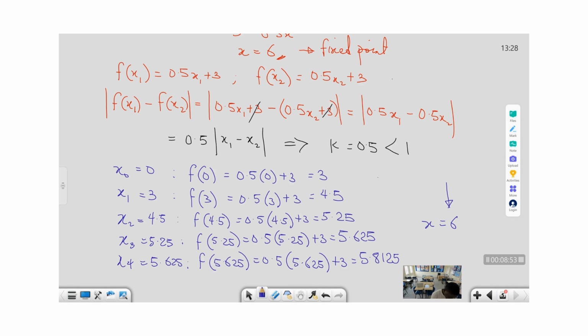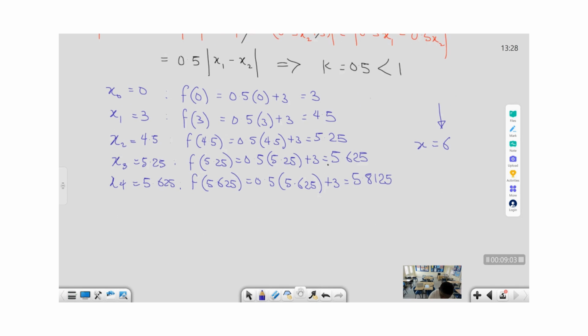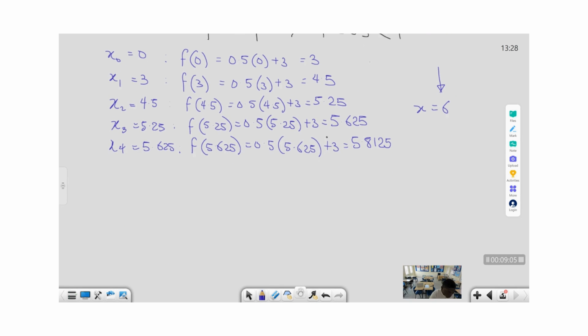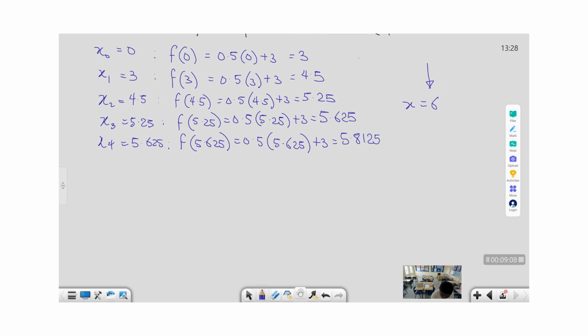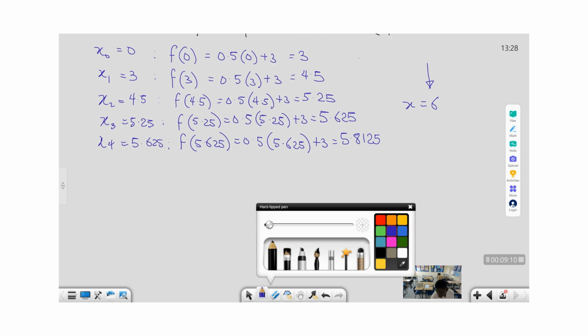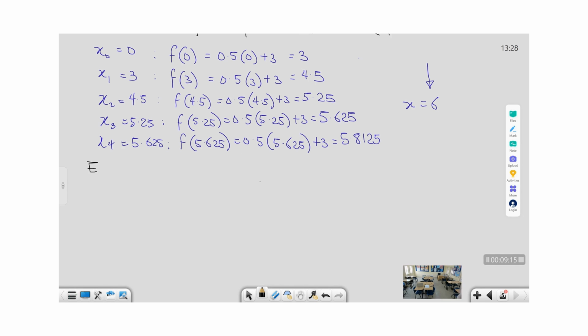Okay, what if we try another function that does not converge? Once it diverges, of course, the Banach fixed point doesn't really occur in that kind of function. So let us call it example 2. The function we are working with in example 2, f of x, is equal to 2x minus 5.